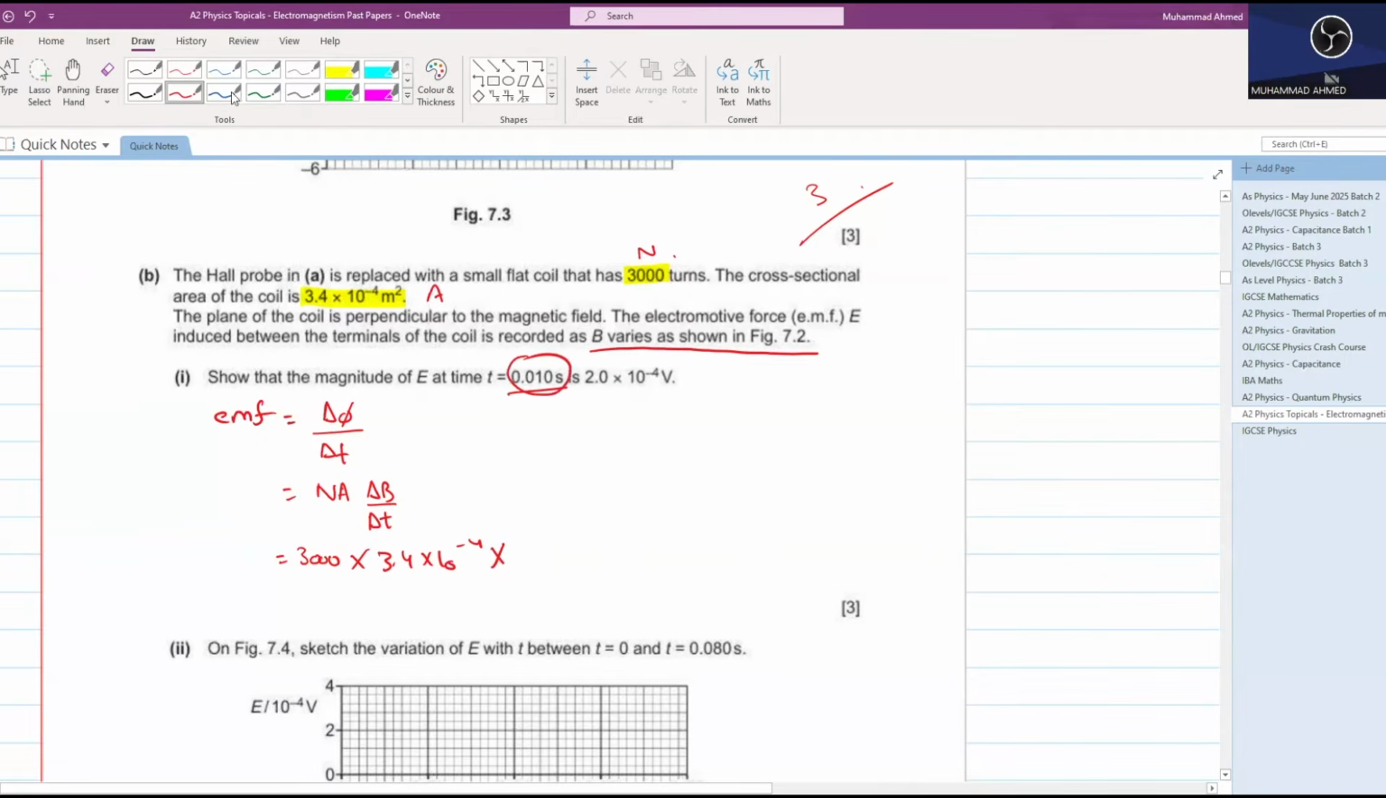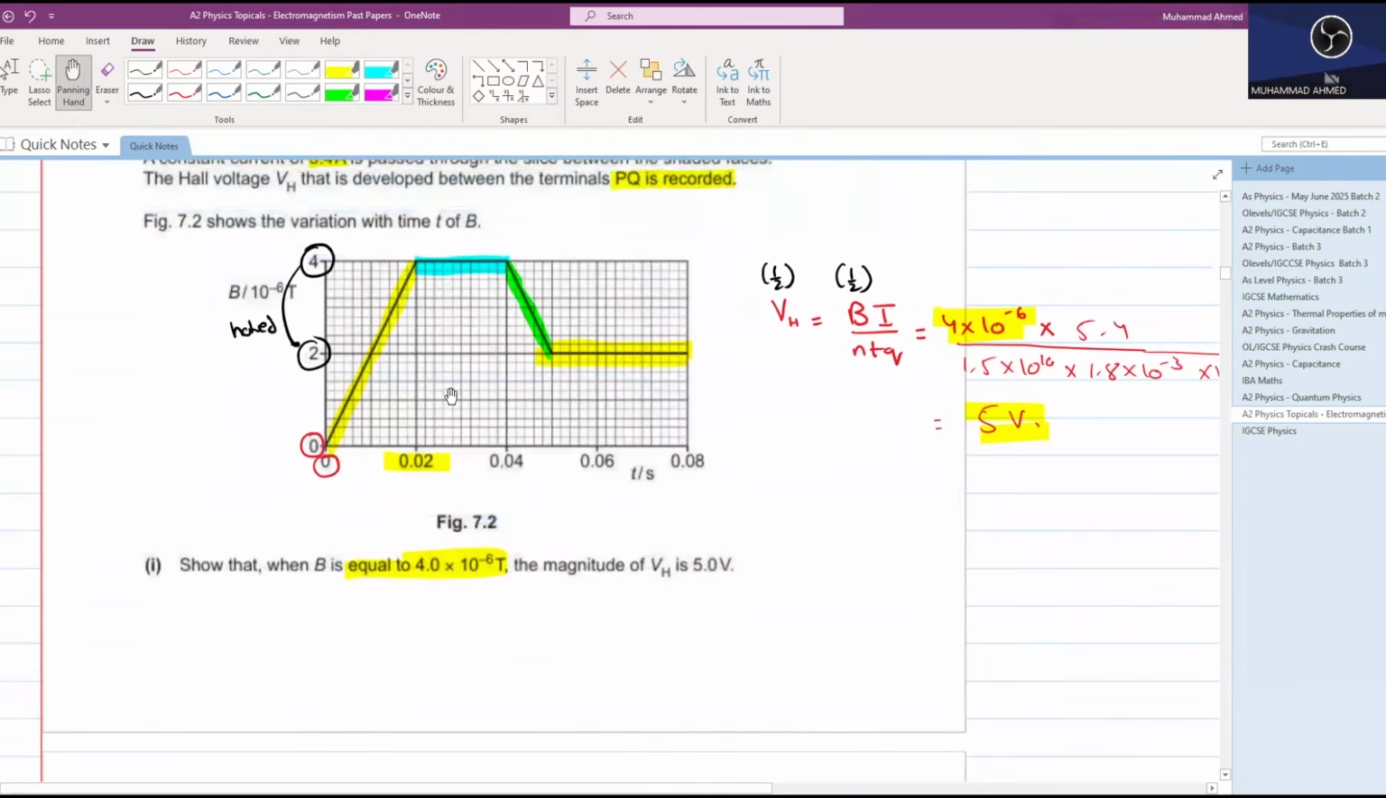At time t equals 0.01 seconds. Let's find out. We have the graph for that. Let's erase all these colors. At 0.01 seconds, somewhere here. What will be your gradient here? Because you have to calculate the change in B over change in t at 0.01 seconds. So you can take 2 points here. Let's say this is 0, 0, and let's say this is x 0.01 and y 2. So how will we calculate the gradient? y2 minus y1, 2, divided by x2 minus x1, that is 0.01.